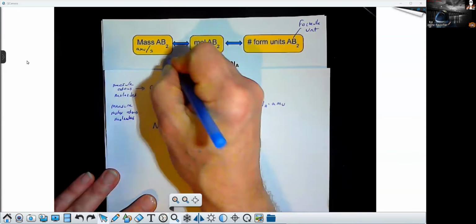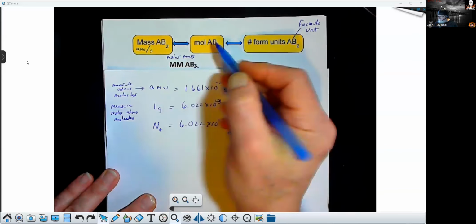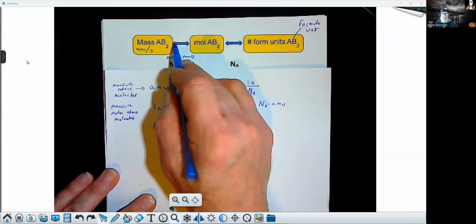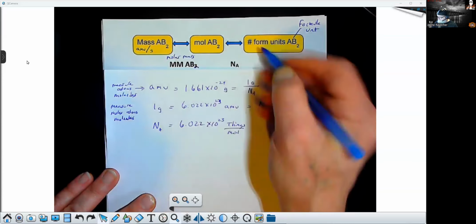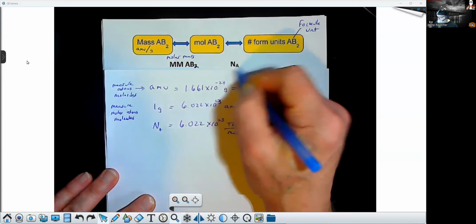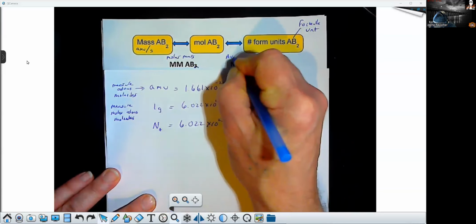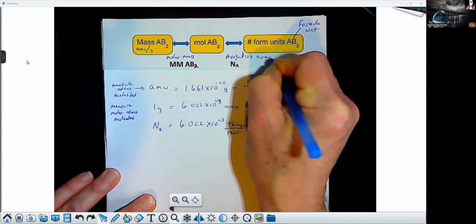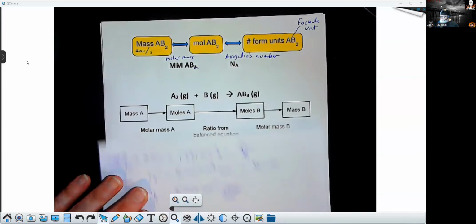We'll just need the molar mass. And then if we have the moles of AB2 and we want to convert to mass, we use the molar mass again to convert to mass. So between mass and moles, we always use the molar mass. To go between the number of units, formula units or whatever, we're going to use Avogadro's number. So that's how we do that.